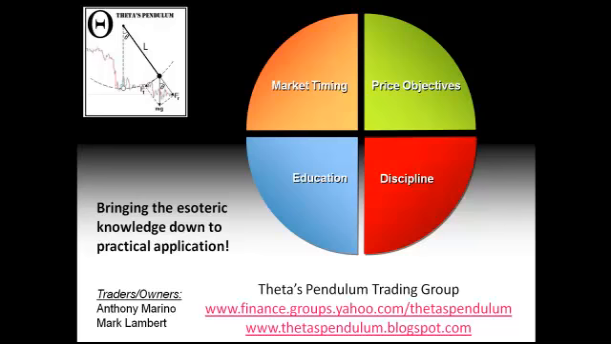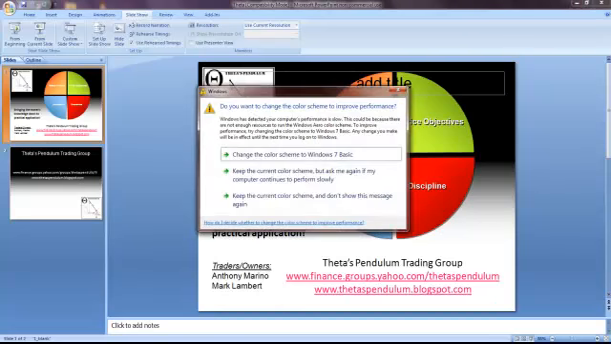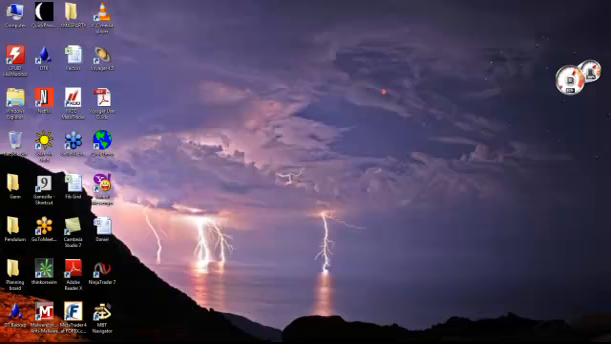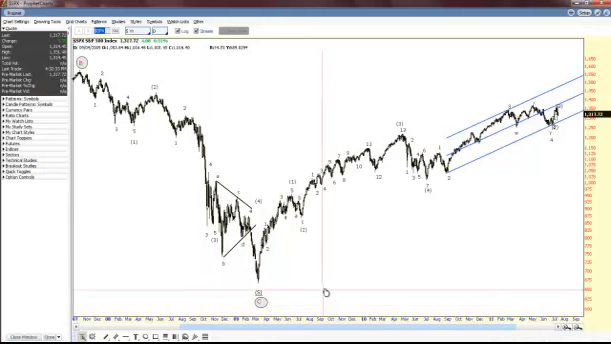I just want to show what I'm looking at right now in the S&P 500. Still don't know how to get rid of this pop-up. It happens every time. Here we go. Let me get the S&P 500 chart up.